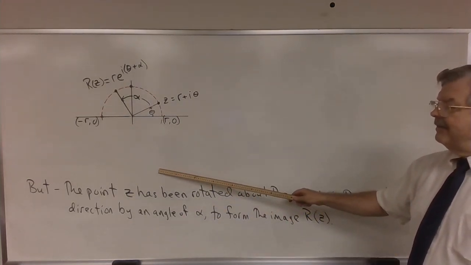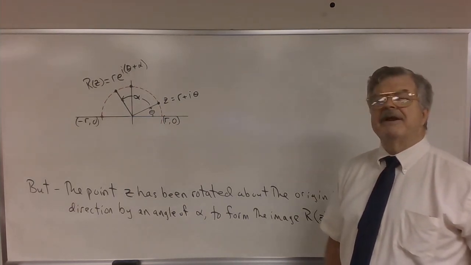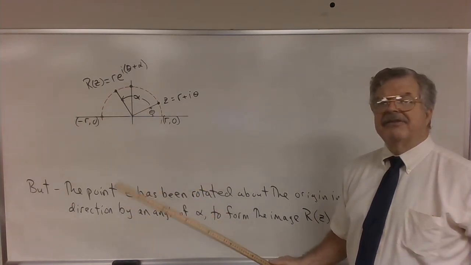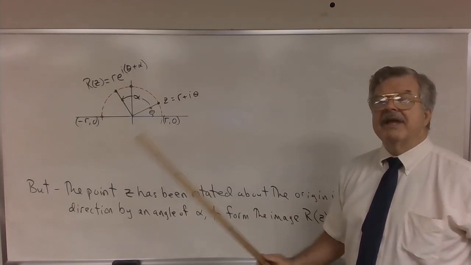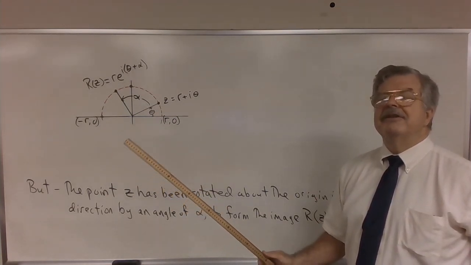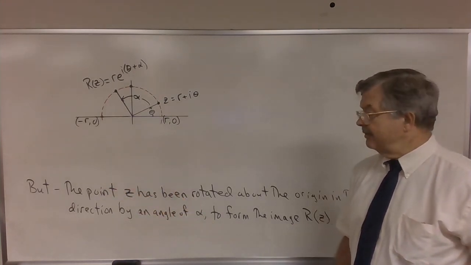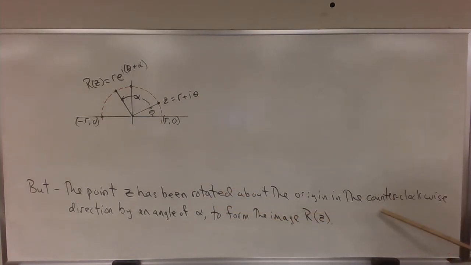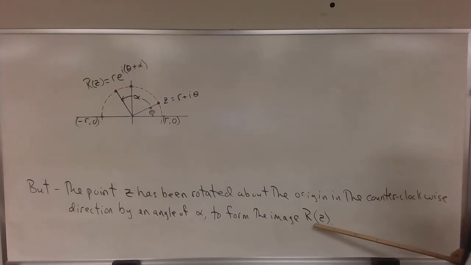Now, something that we remember about a rotation. The image of a point under a rotation remains exactly the same distance away from the origin as the original point. The distance of a point from the origin doesn't change under rotation. But the point z is rotated about the origin in the counterclockwise direction by an angle of alpha to form the image r of z.